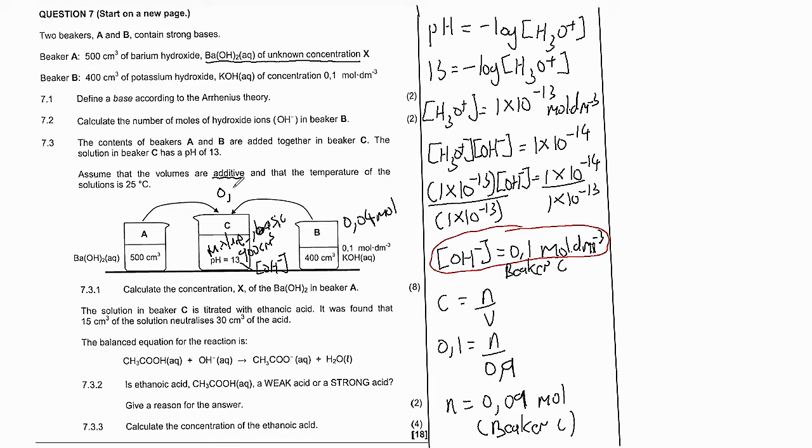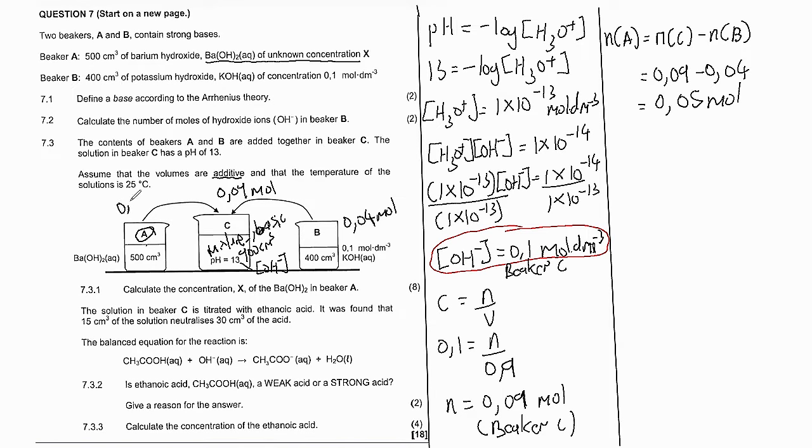Now, we know that the contents in beaker C are a result of beaker A and beaker B being added together. If this is giving us 0.09 mole, but we have 0.04 mole here in beaker B, then what is the number of moles in beaker A? Pretty simple. To get the number of moles in beaker A, I have to say number of moles in beaker C minus the number of moles in beaker B, right? Now, number of moles in beaker C 0.09 minus 0.04, right? Then this equals 0.05 mole. So now I have the number of moles in beaker A.